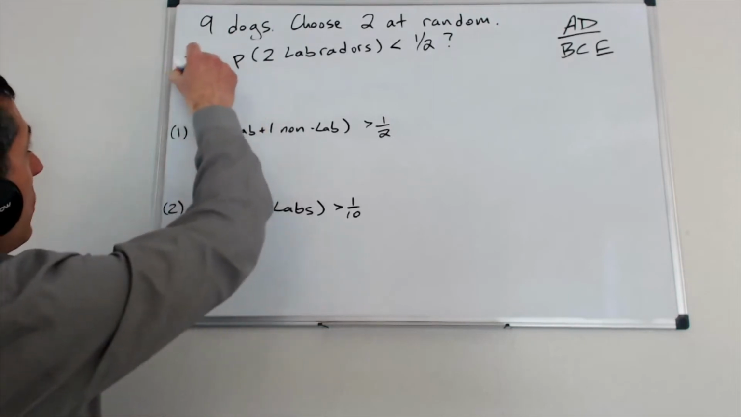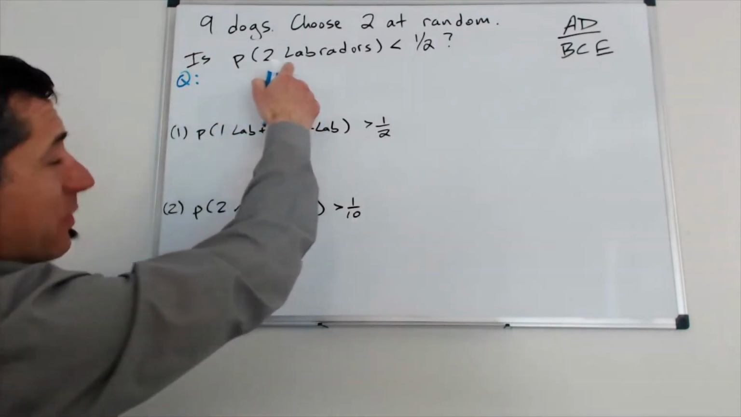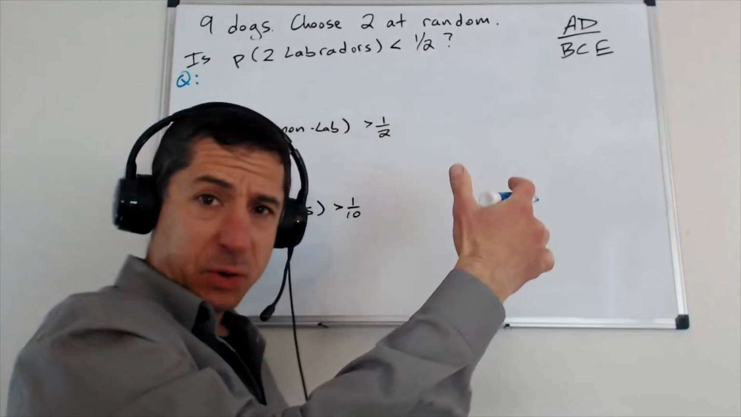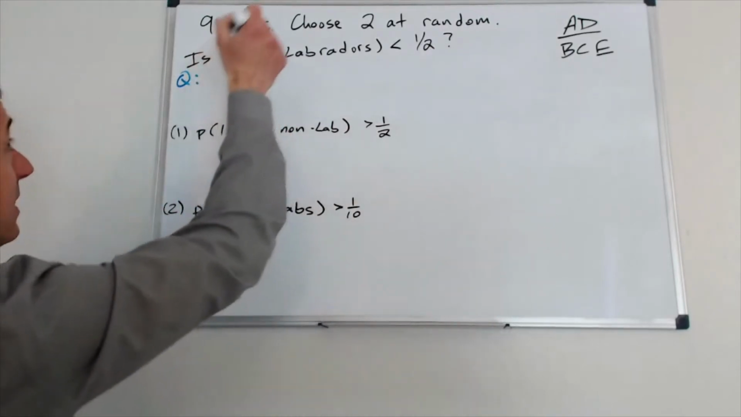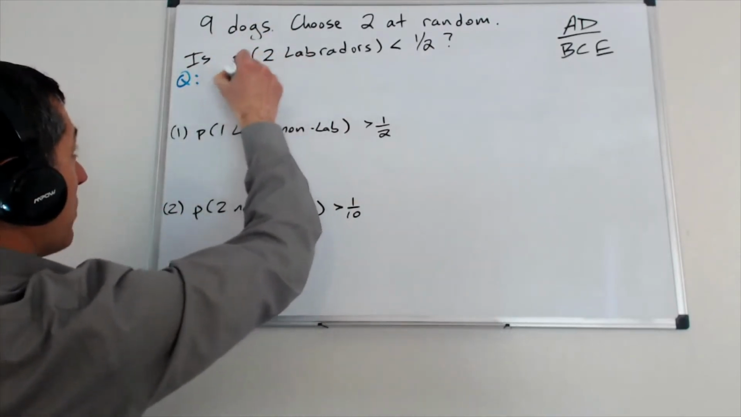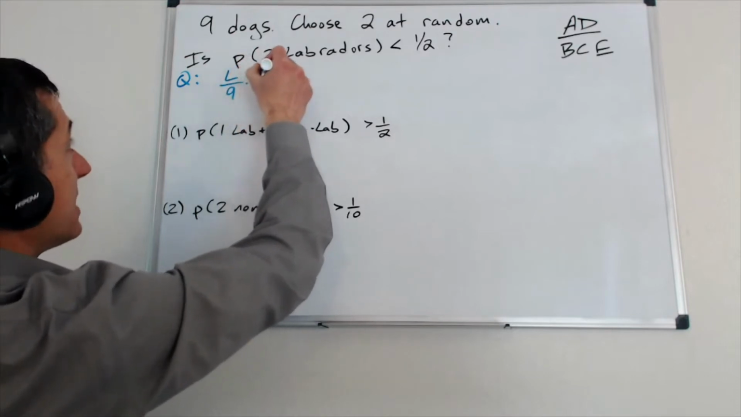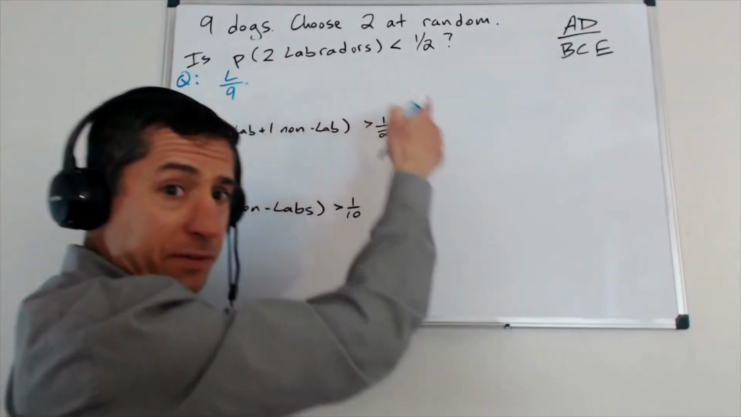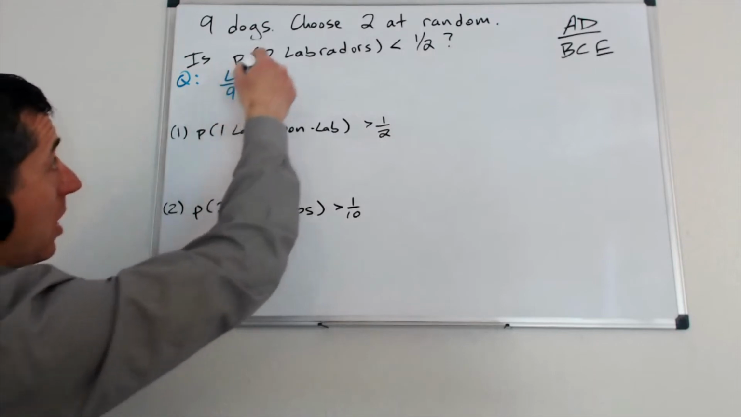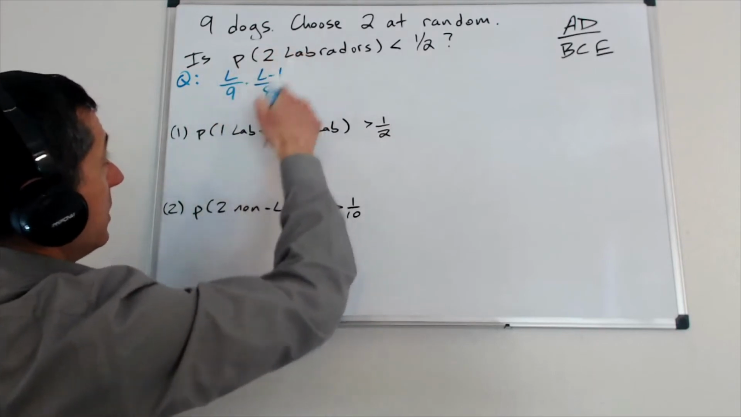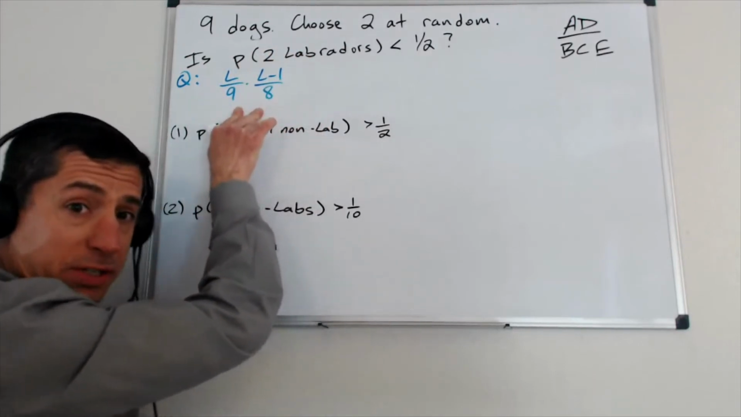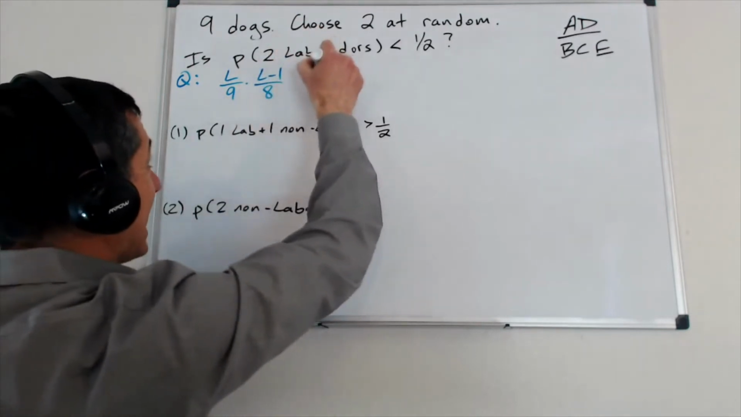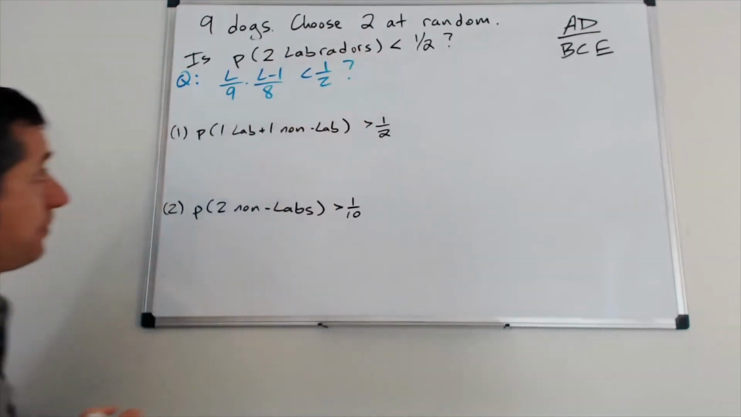So that question, probability of getting 2 Labradors, if we let L equal the number of Labradors, let's see where that algebra is going to take us. So on that first pick, probability of getting a Labrador is L over 9. Second pick, well, there's going to be 1 fewer Labrador available, 1 fewer dog overall. So there's my probability of getting 2 Labradors. And I want to know, is that less than a half?